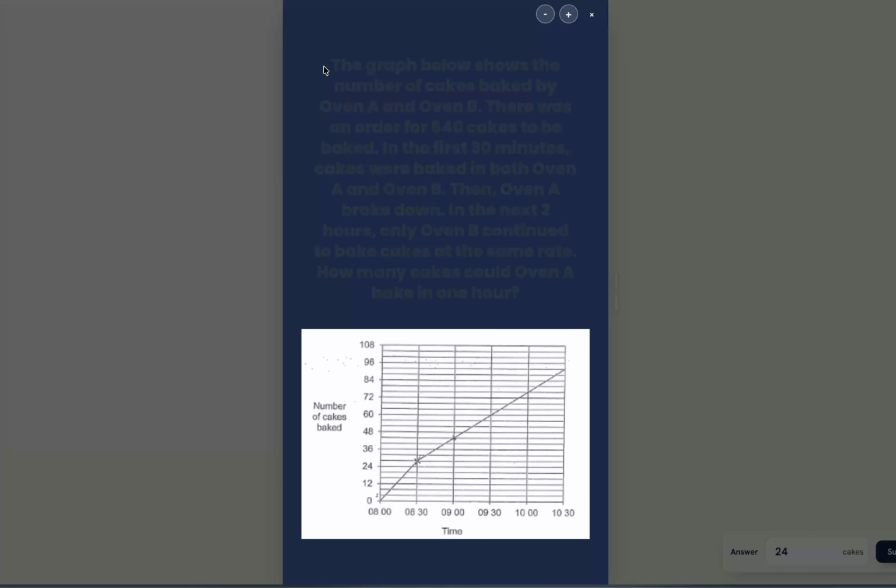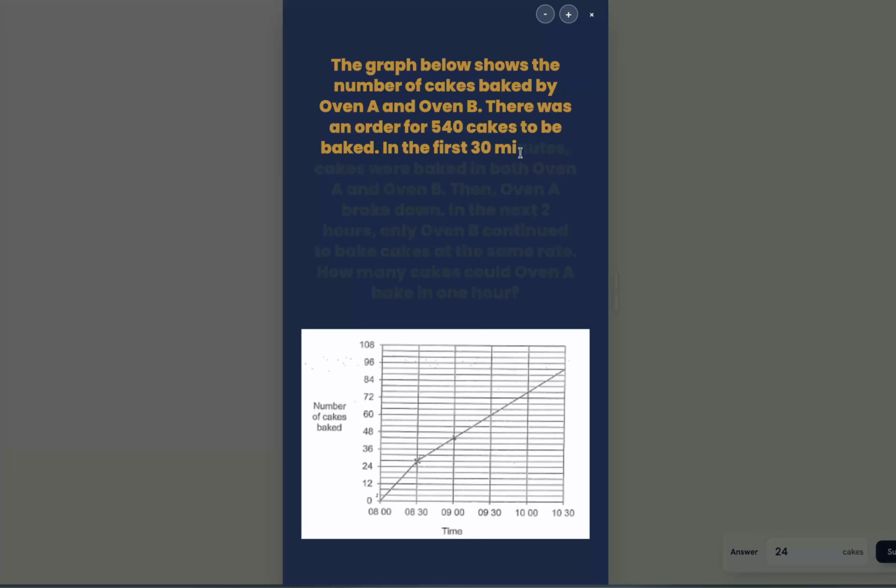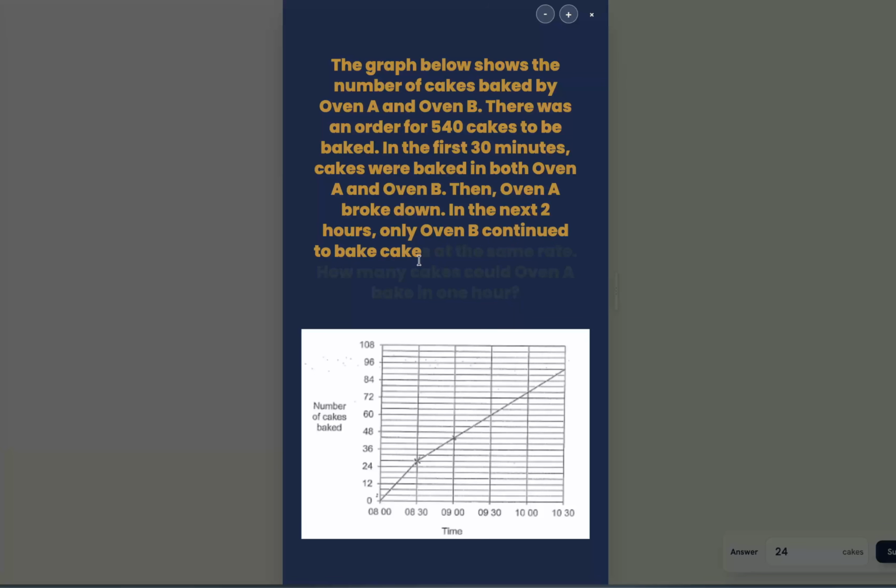Question 13A. The graph below shows the number of cakes baked by oven A and oven B. There was an order for 540 cakes to be baked. In the first 30 minutes, cakes were baked in both oven A and oven B. Then oven A broke down. In the next 2 hours, only oven B continued to bake cakes at the same rate. How many cakes could oven A bake in 1 hour?